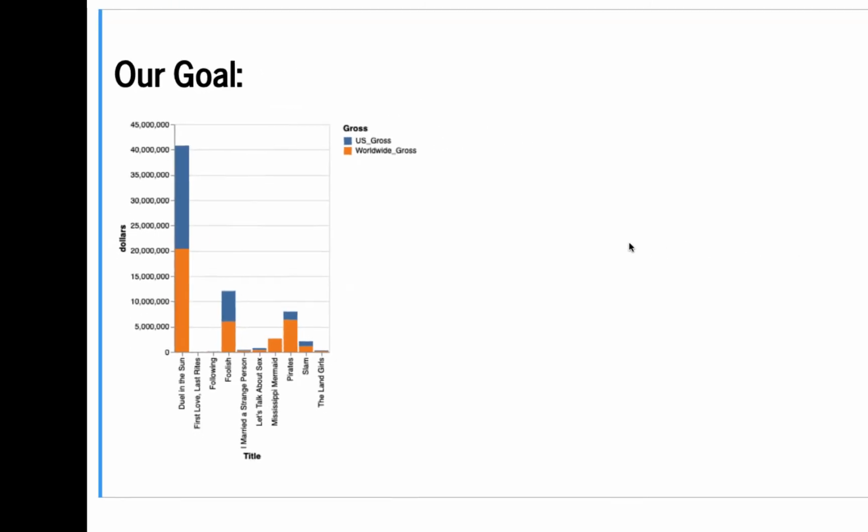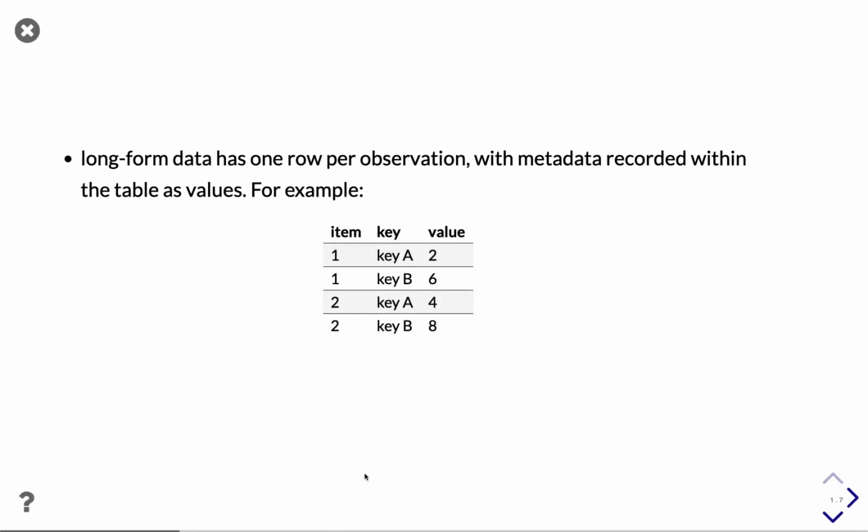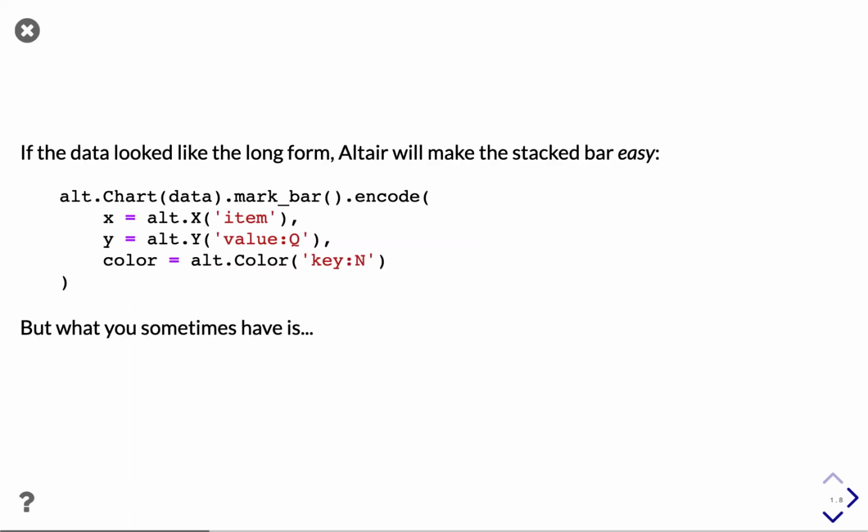So how does this work? If the data was in a form like this, we'd be okay. Imagine items are the movie names, the keys represent the US gross or the worldwide gross, and the value is how much money they made in each of these two environments. This representation is what is known as long form. If the data looked like this long-form representation, Altair would make the stacked bar chart super easy.